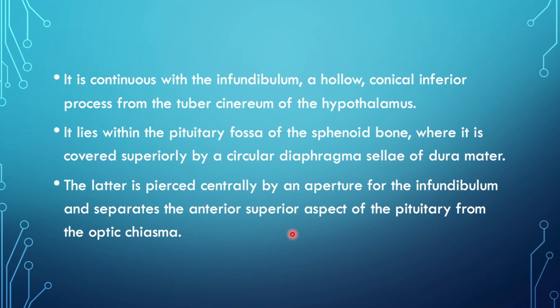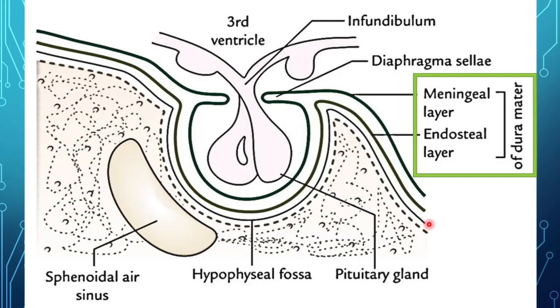So pituitary gland is continuous with the infundibulum, which is a hollow conical inferior process from the tuber cinereum of the hypothalamus. It lies within the pituitary fossa of the sphenoid bone, where it is covered superiorly by circular diaphragma sellae of dura mater. We will see it in a while. The latter is pierced centrally by an aperture for the infundibulum and separates the anterior superior aspect of the pituitary from the optic chiasm. So this slide in an easier way is demonstrated here.